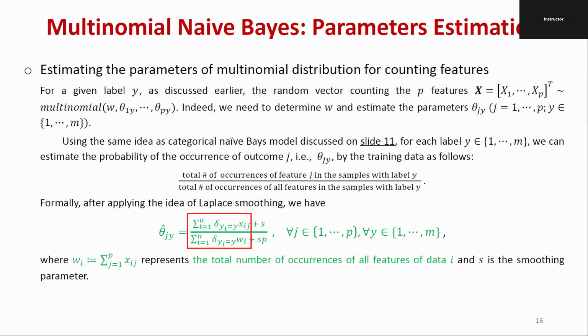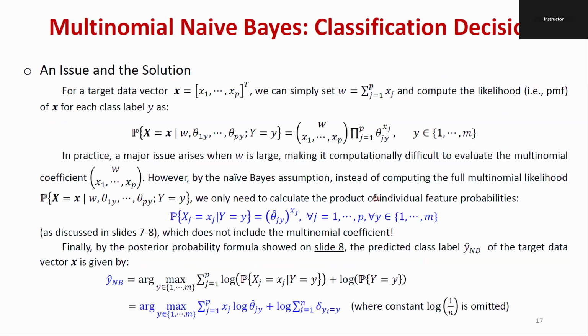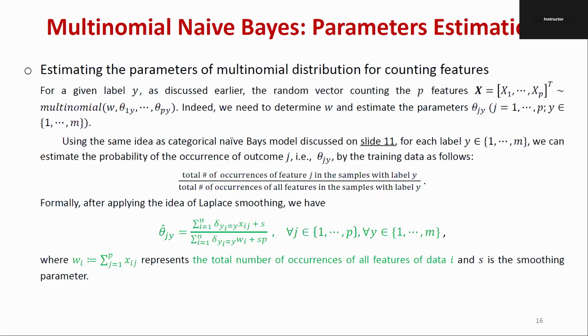And now we apply the idea of Laplace smoothing parameters. In the numerator, I add s. In the denominator, I add s times P, where P is the total number of features. Okay, so now everything looks good, and it seems we can already calculate everything.